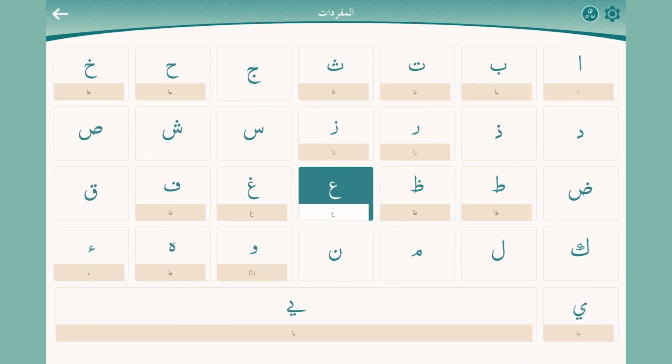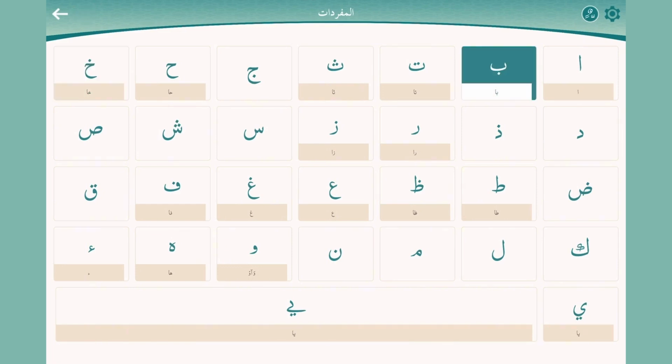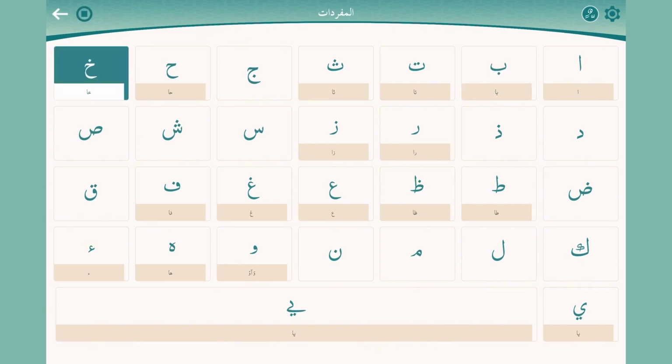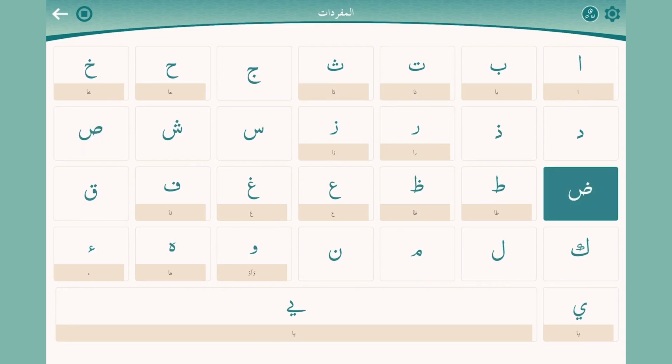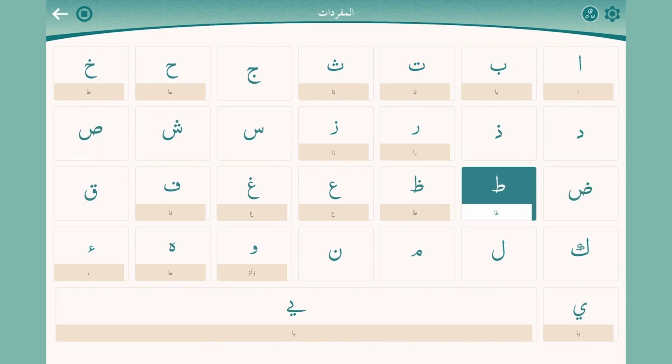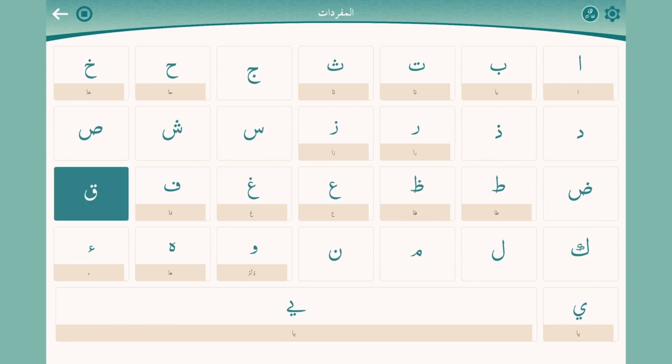There are some heavy letters which you have to read with a heavy mouth. These are Kha. Now we don't pronounce Kha the same as Ba. Ba we pronounce lightly, but Kha we pronounce with a full mouth. Kha, Sad, Dad, Ta, Dha, Ghain, Qaf. Now these are the heavy letters which we have to pronounce with a full mouth.